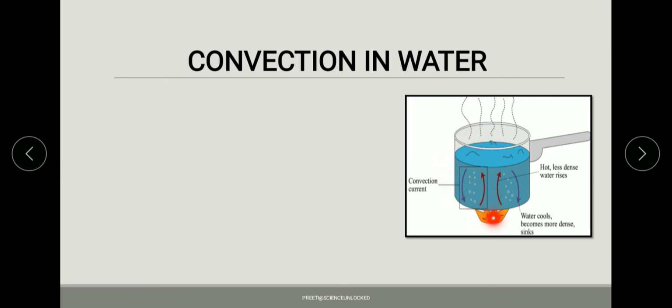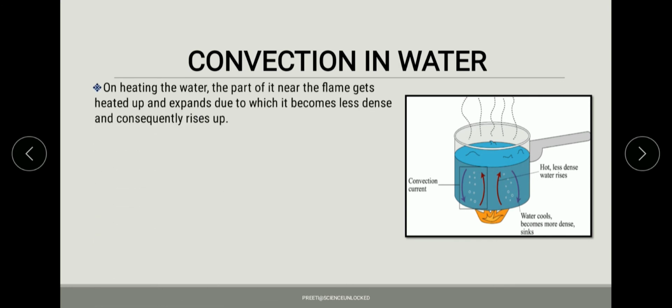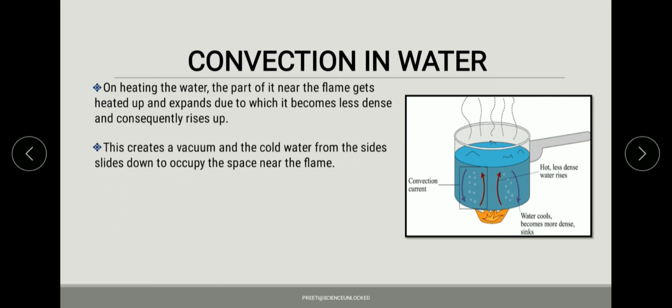So the cooler particles will come and there will be a movement, a cycle which will take place. Now over here I have been explaining the anti-clockwise direction, but the same thing takes place in clockwise direction as well. The direction is not fixed over here because the container is closed and there are some other aspects as well. The main aspect is that the particle near the flames will get heated up, will expand, and will move away from the source of heat because they have become lighter in weight as well.